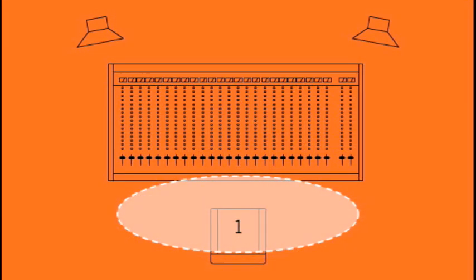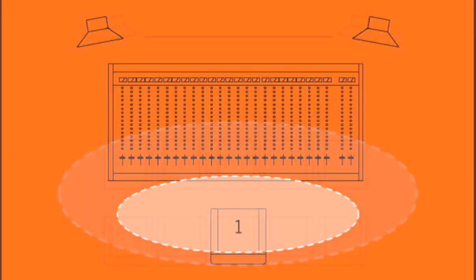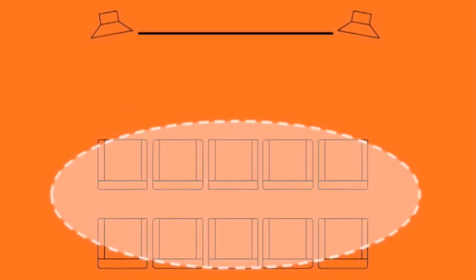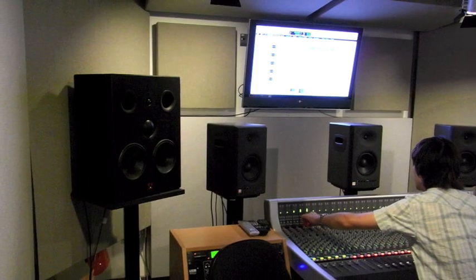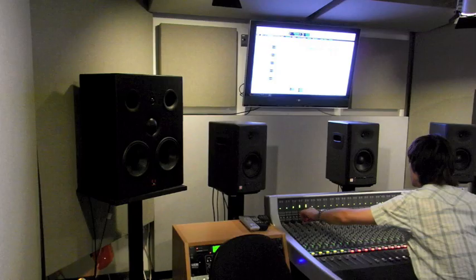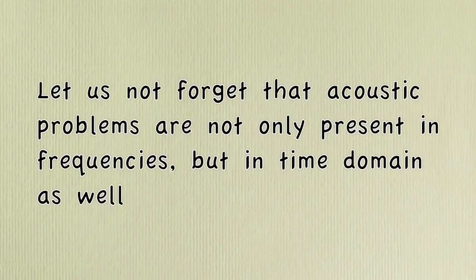Most often, room correction systems will offer two options for monitoring: one for the sweet spot and one for the room as a whole. Room correction systems can limit the effect the frequency response of a room has on our mix. Let us not forget that acoustic problems are not only present in frequencies but in time domain as well.